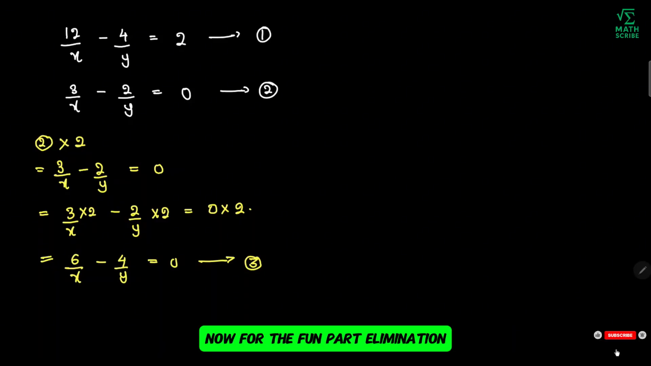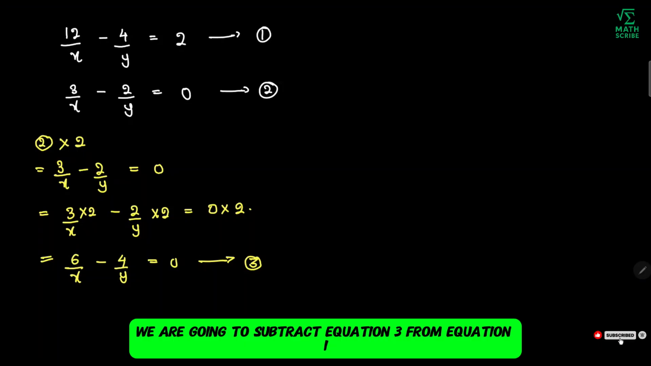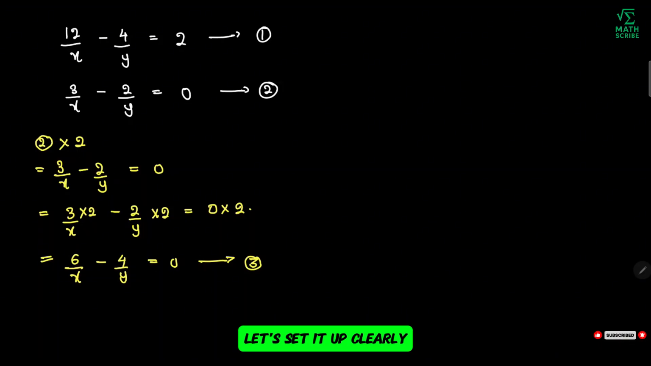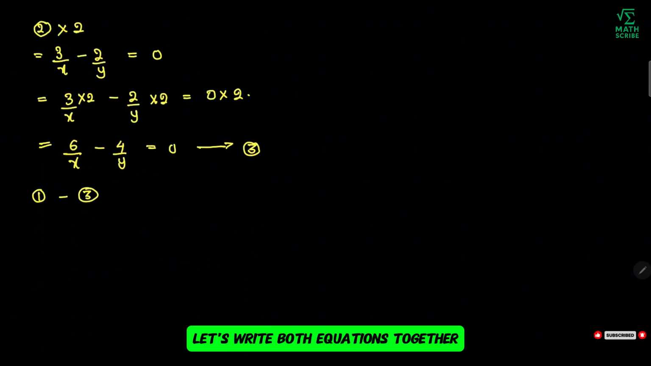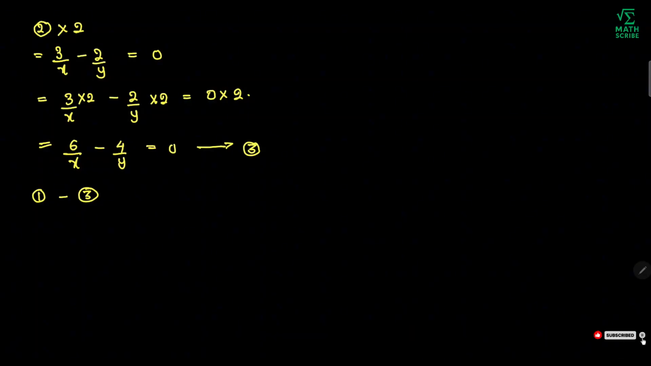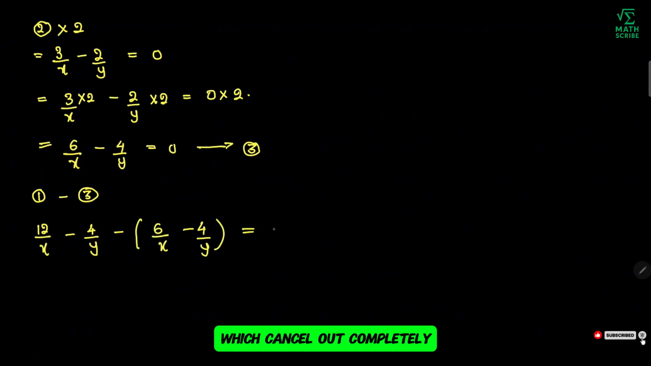Now for the fun part, elimination. We are going to subtract equation 3 from equation 1. Let's set it up clearly. Equation 1 minus 3. Let's write both equations together. We use brackets for the third equation because of the negative sign. Let's group our terms. Notice what happens to the y terms. Minus 4 over y minus a negative 4 over y, which cancel out completely.